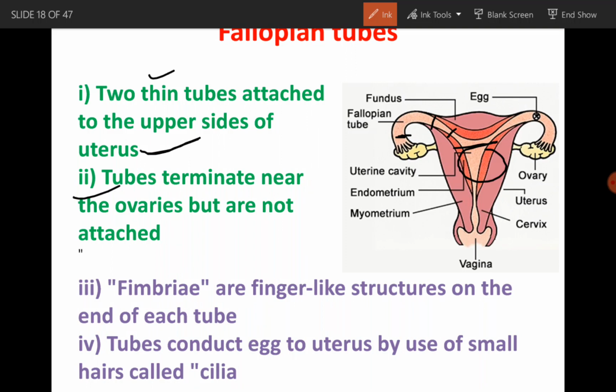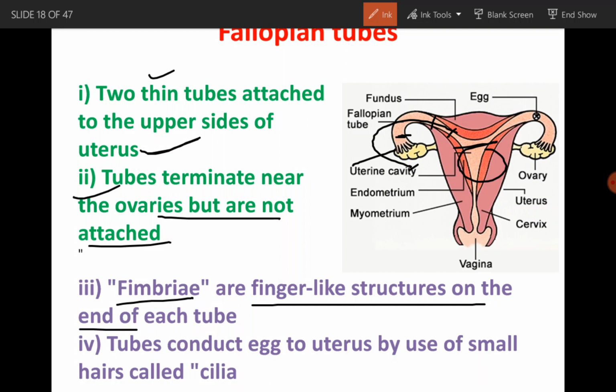So now the fallopian tubes. These are thin tubes attached to the upper side of the uterus. This is the uterus, and these are the two tubes, one right and one left, attached to its upper side. The tubes terminate near the ovaries but are not attached. The finger-like projections which connect toward the ovary are called fimbriae.